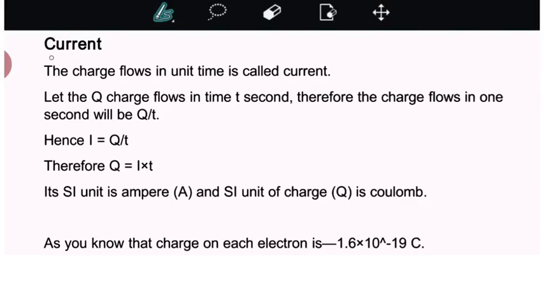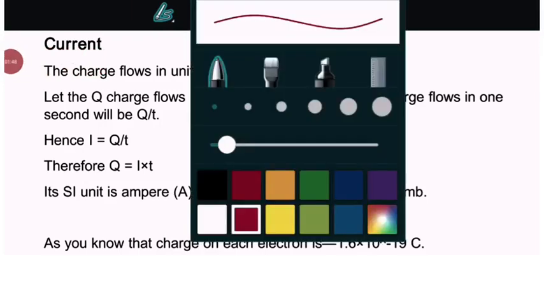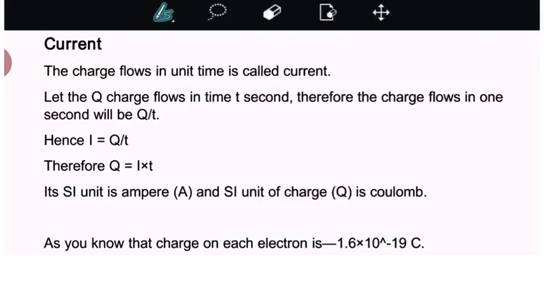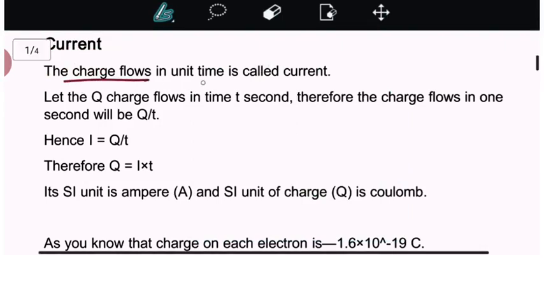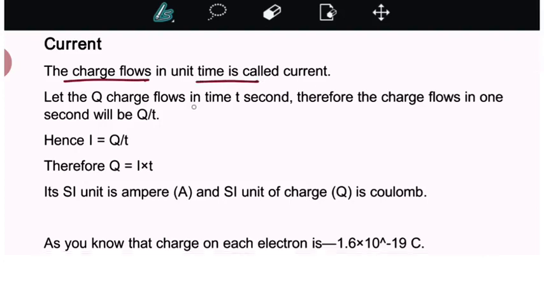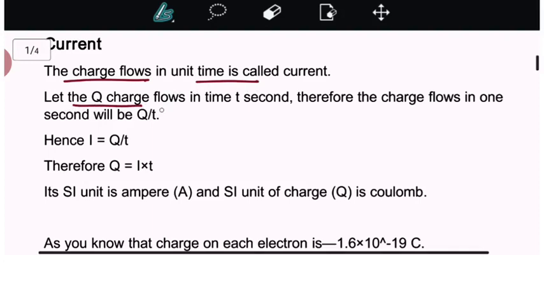Now, current. What is current? You have read it in class 9 and 10 also. It is the flow of charge. Means the charge flow in unit time is called current. It is also called rate of flow of charge. Let Q charge flow in T second.